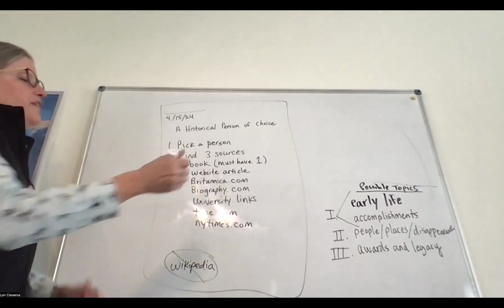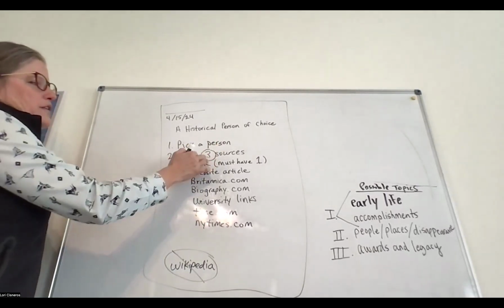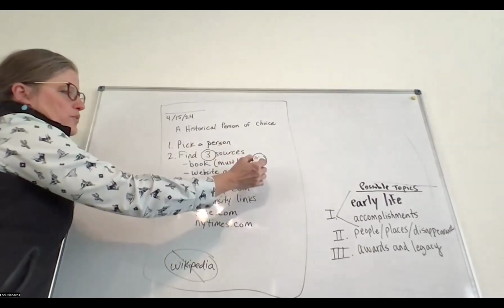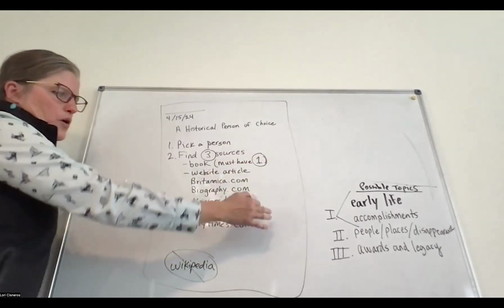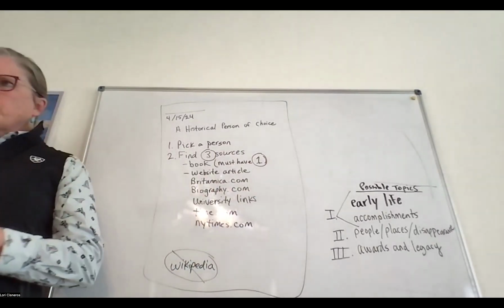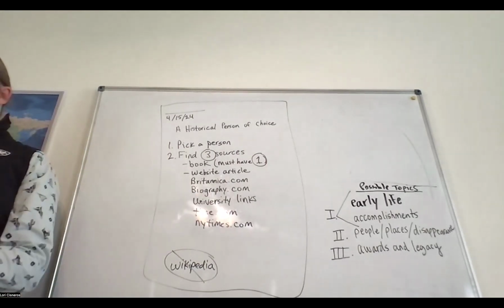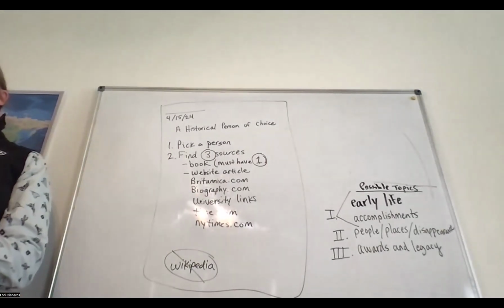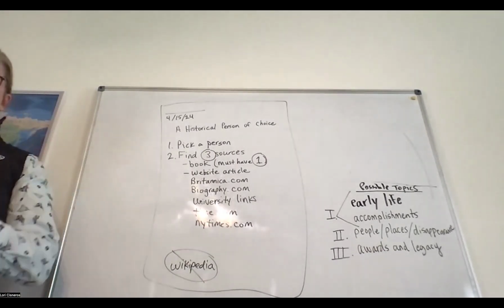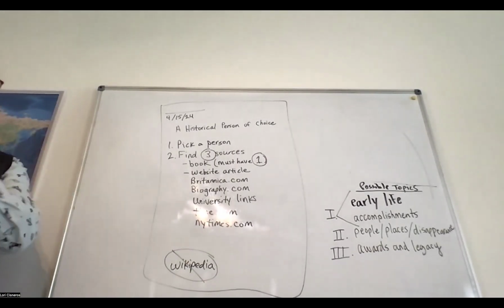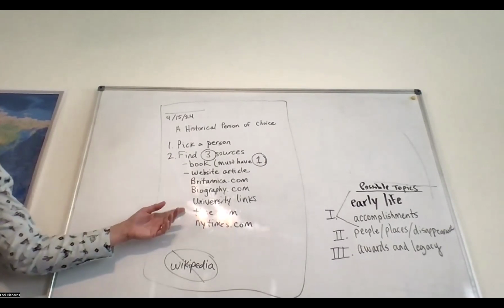Now you only need to find 3, right? You only need 3. This is 1. So you really only need 2 more articles. You're going to bring these 3 sources to class next week. Boom. You don't have to do anything with them, you just have to bring them.